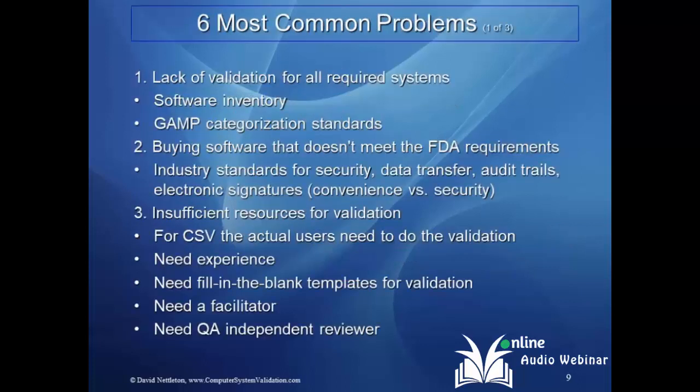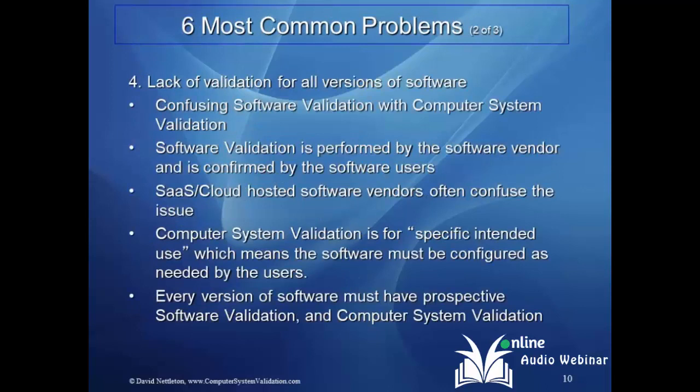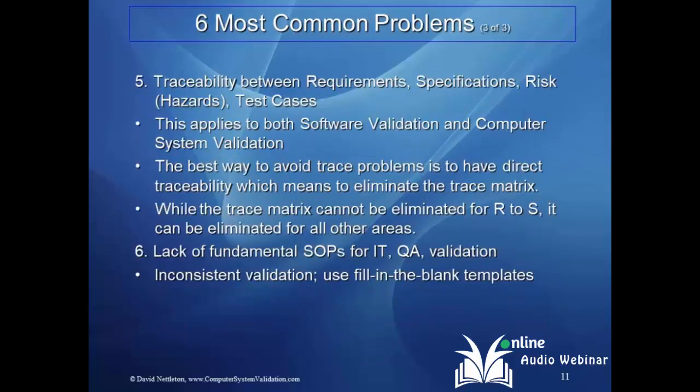What I want to do now is go over the 6 most common problems. Number 1, lack of validation for all required systems. Number 2, buying software that doesn't meet the FDA requirements. Number 3, insufficient resources for validation. Number 4, lack of validation for all versions of software. Every version of software must have both prospective software validation and prospective computer system validation. Number 5, traceability between requirements, specifications, risks, which are also called hazards, and test cases. Number 6, the last one is lack of the fundamental SOPs for what IT does, QA does, and what validation requires.